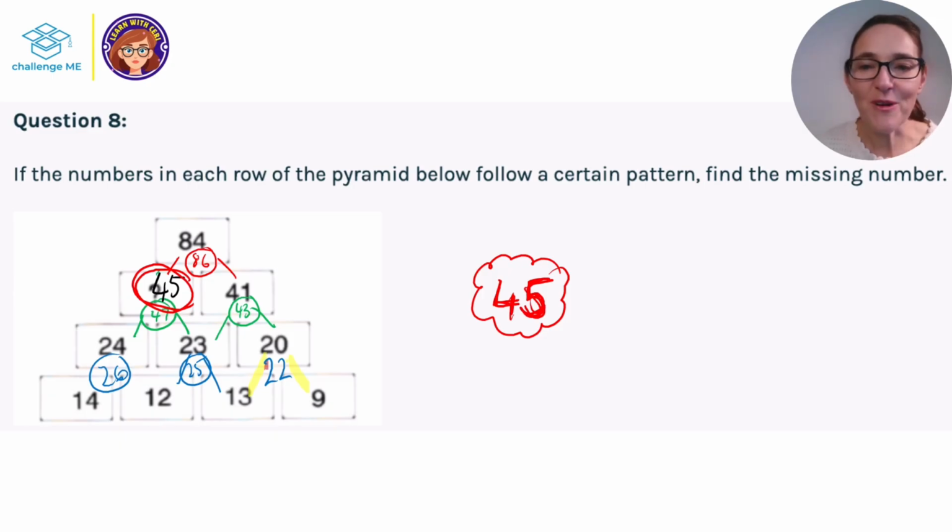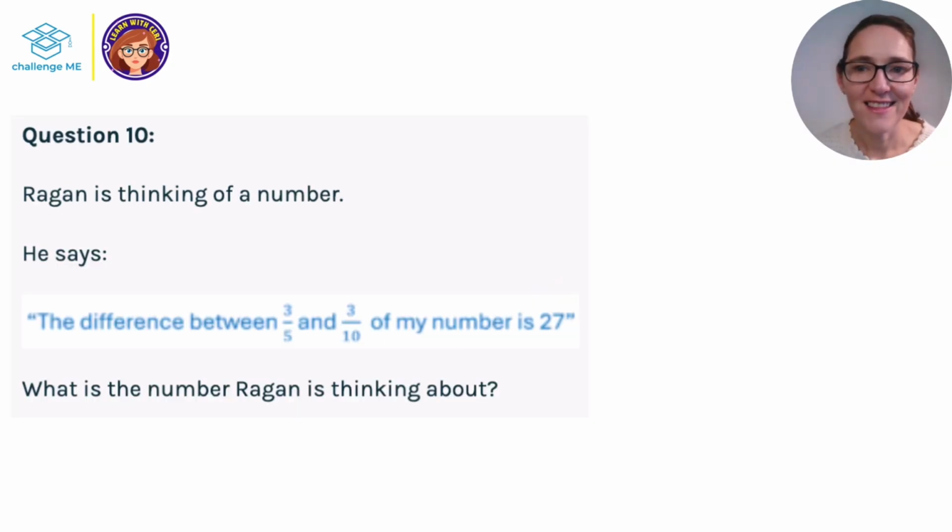All right, guys, we've got one more to go. And that's question 10. Reagan is thinking of a number. He says, the difference between 3/5 and 3/10 of my number is 27. What number is Reagan thinking about? So what's the whole number we need to know?